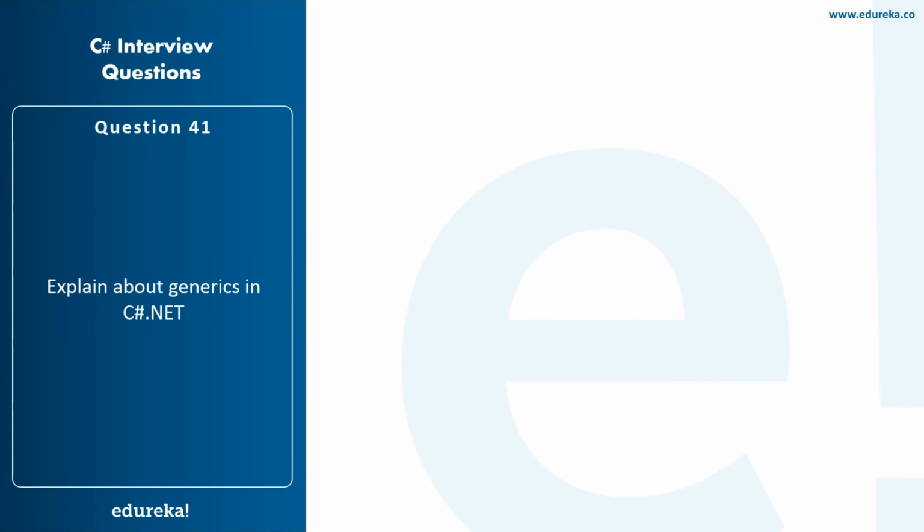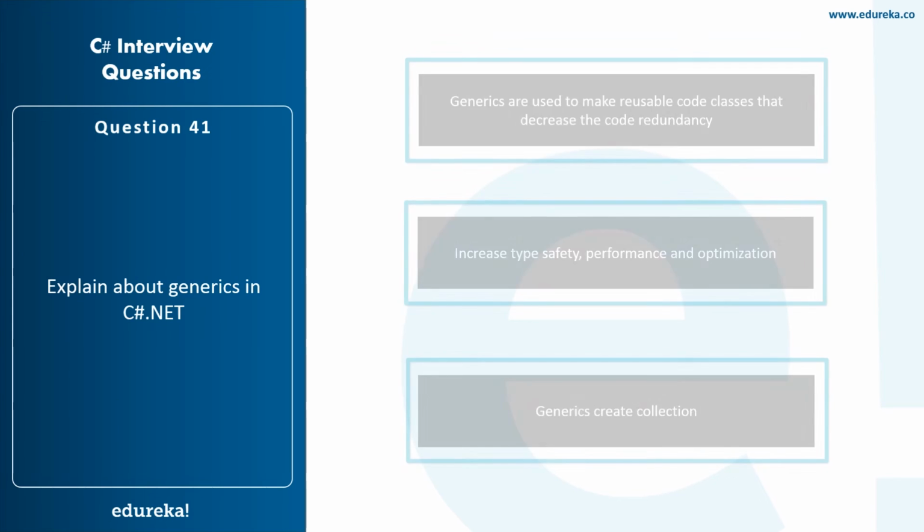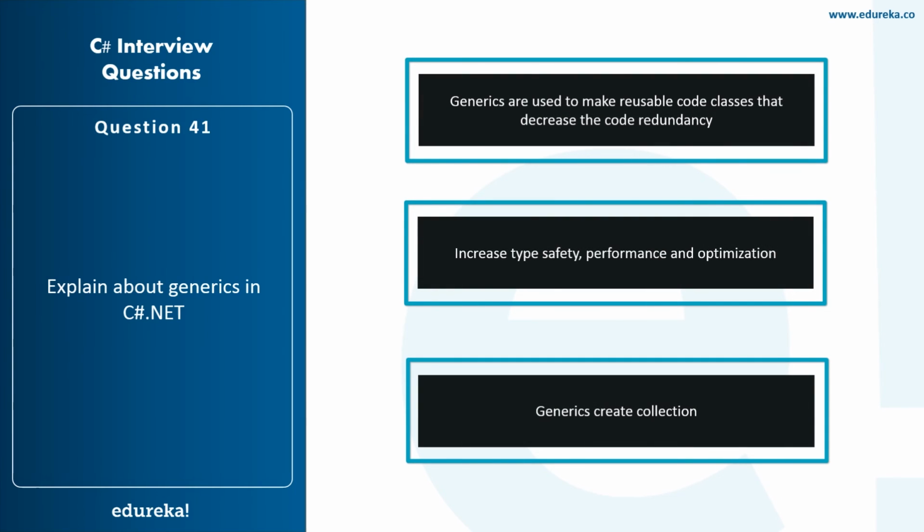Now I'll move on to the next question, which says explain about generics in C#.NET. Generics are used to make reusable code classes which decrease the code redundancy. They increase the type safety, performance, and optimization. Using generics, a user can do a variety of things like create collections. To create a generic collection, we make use of the System.Collections.Generic namespace. The generic namespace should be used in spite of classes such as ArrayList in the System namespace. Generics also promote the usage of a parameterized type. All right, so this is it about generics.